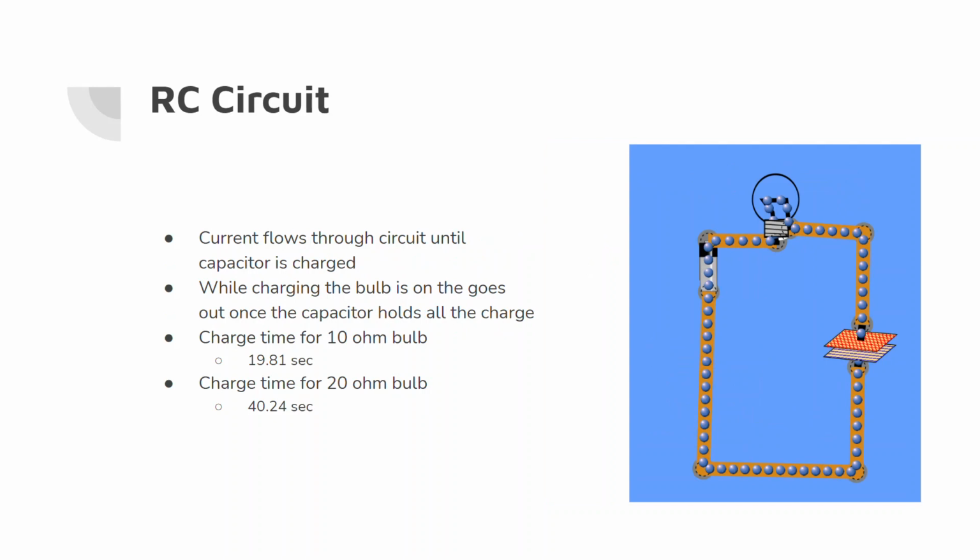In this RC circuit, current flows through the circuit until the capacitor is fully charged. While it's charging, the bulb will light up. Once it's fully charged, it'll stop lighting up. Charge time for the 10 ohm bulb was 19.81 seconds, for the 20 ohm bulb was 40.24.